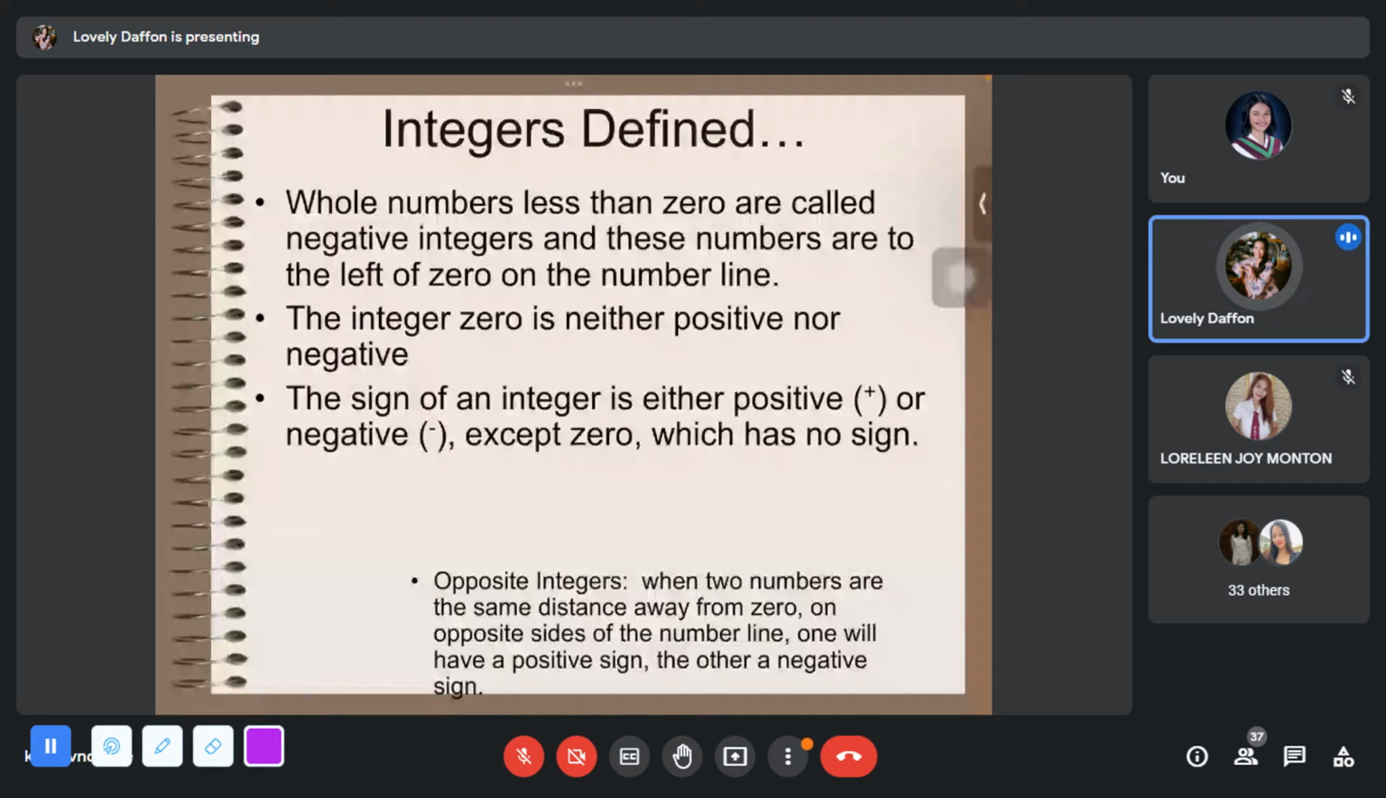Siya mismo ang middle point for the integers. And 0 is actually considered as a whole number. Whole number na siya. Counting numbers start with number 1. But for whole numbers, we start from number 0.